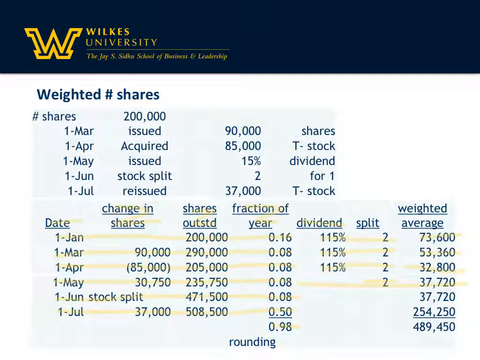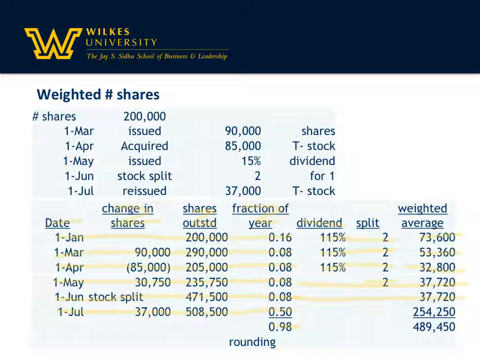And that's what happens. If you take the number of shares outstanding of 471,500, multiply it by a fraction of a year, which is 8/10, you should have one month's weighted average share of 37,720. The fact that it agrees with what we have in May says we've done things correctly. So we can move on.